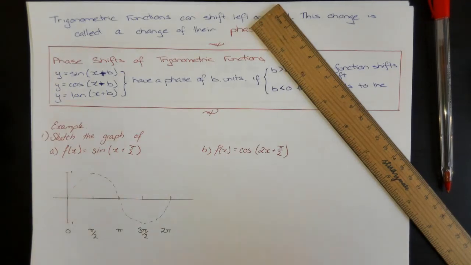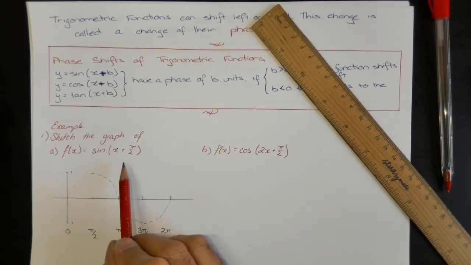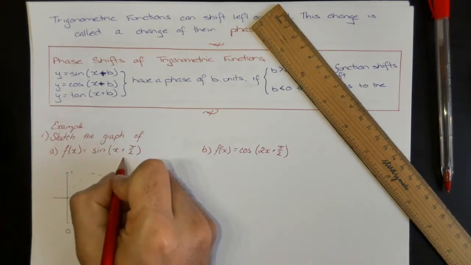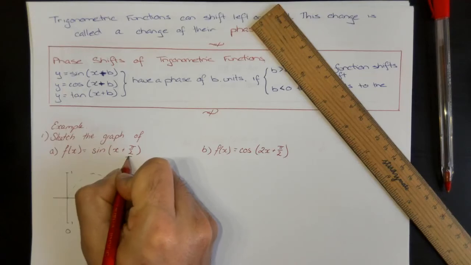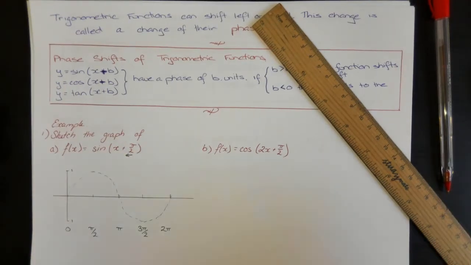Okay. Now it says we're going to shift it positive pi on 2. So if the value is positive, it means I'm going to move it that way. I'm going to move it to the left. Yep, pi on 2 units.